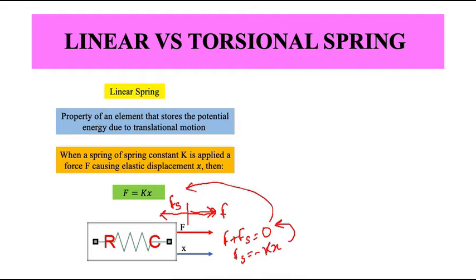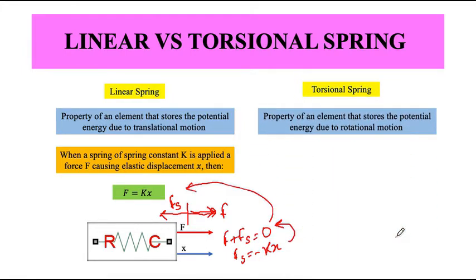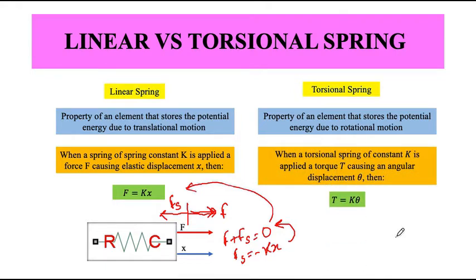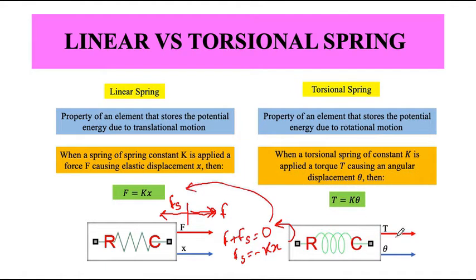Okay, a similar thing will happen in the rotational domain also, right? That is, a torsional spring is the property of an element that stores potential energy in rotational motion. Similarly, when I have a torque that causes an angular displacement theta, the torque and theta are related linearly as T equals k theta.